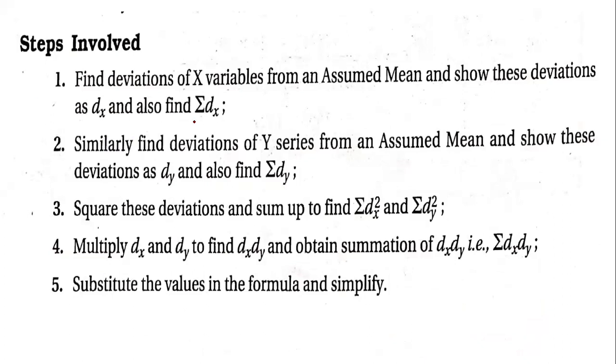There are five major values we have to calculate: summation of dx, summation of dy, summation of dx square, summation of dy square, and summation of dx into dy. Then we apply them in the above formula from the previous slide and calculate Karl Pearson's coefficient of correlation.